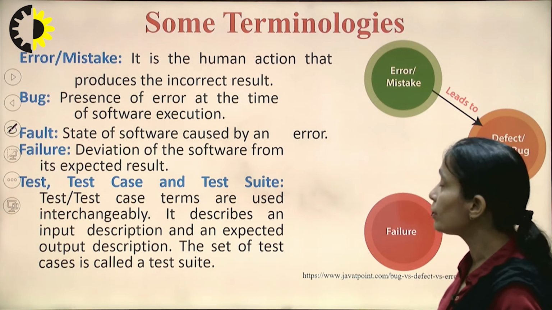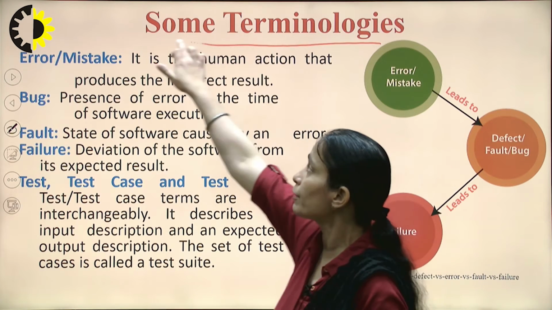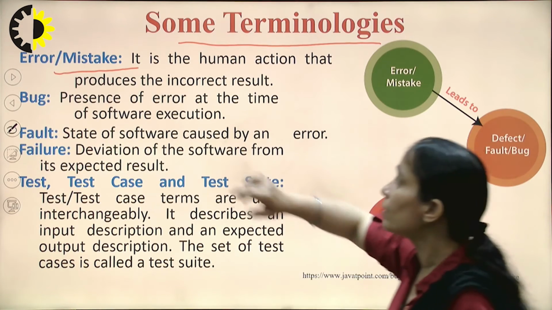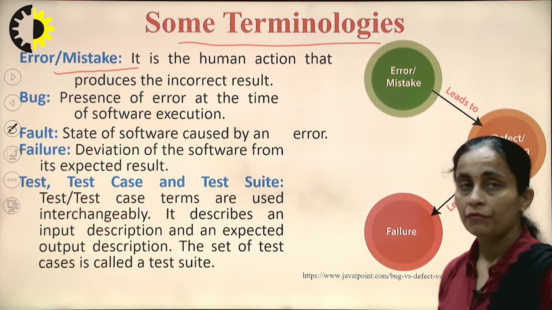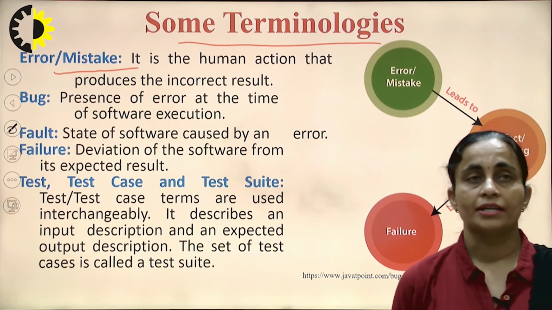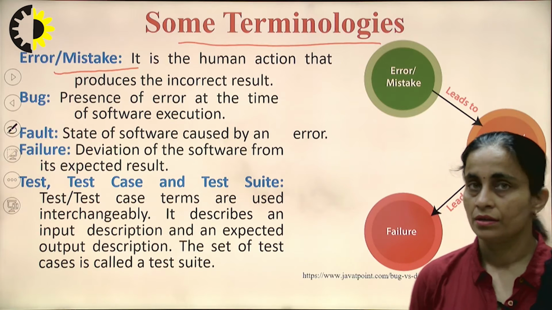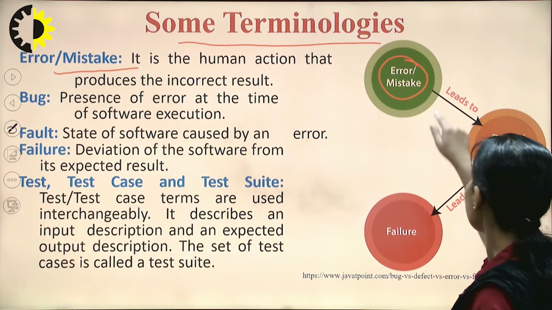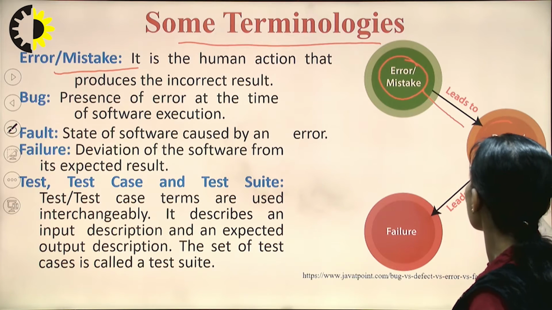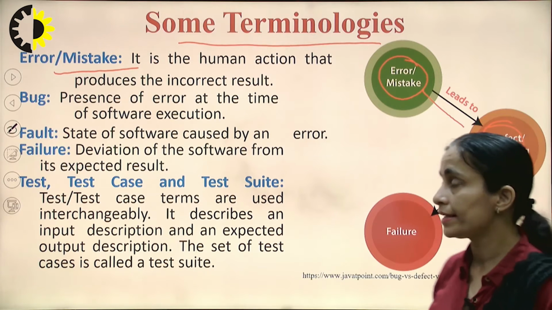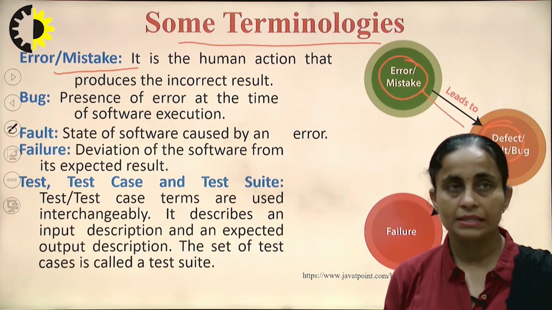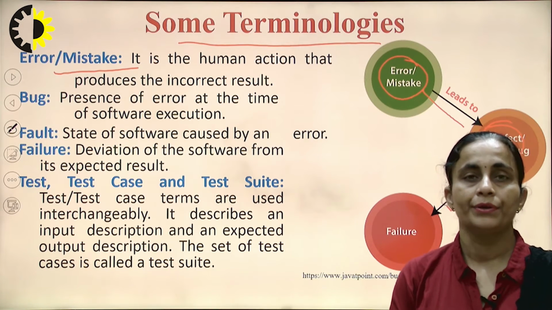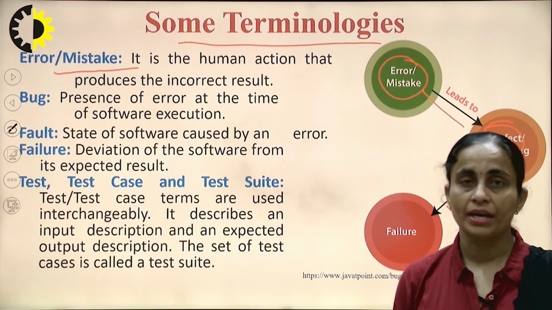Then there are some terminologies that we use when we are performing software testing. First and foremost is error, also known as mistake. What is error? It is a human action that produces an incorrect result. So error or mistake, as mentioned in this diagram, leads to defect or fault or bug, because it is giving me an incorrect result. The reason is that an incorrect result is produced as output by doing some mistake or by performing an error.